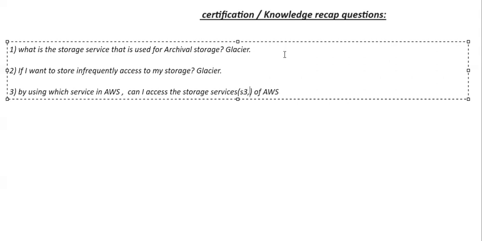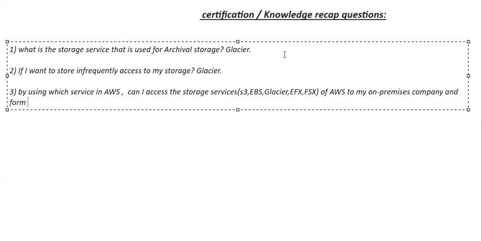We have S3, we have EBS, we have Glacier, we have EFS, we have FSx. These are the storage services we have learned till now. So, by using which service can I access these storage services of AWS in my company, that means in my on-premises, and be able to form hybrid storage?